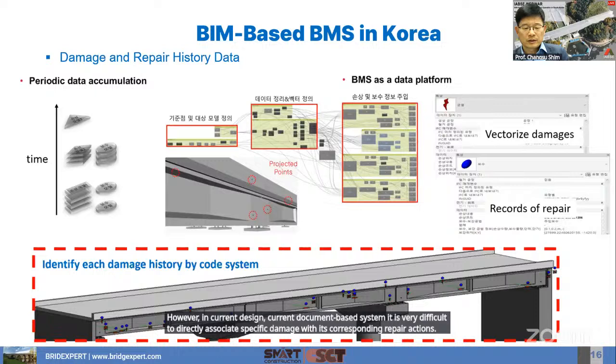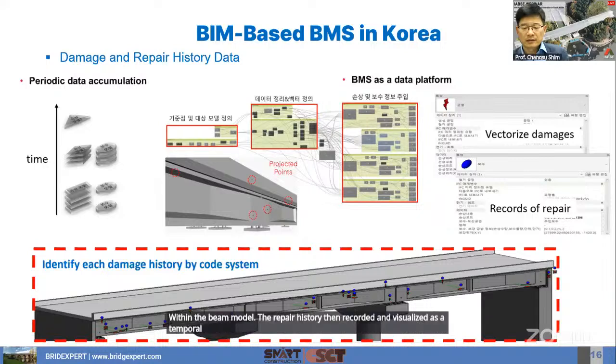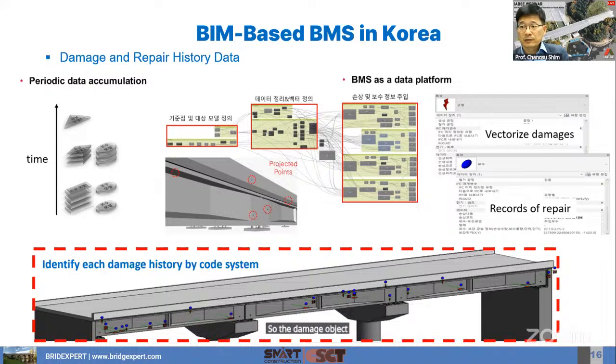In this new system, each damage is defined as an individual object, not just a scanned image. We have an individual damage object within the BIM model. The repair history is then recorded and visualized as a temporal record linked to that same object. So the damage object actually has the data of repair history.